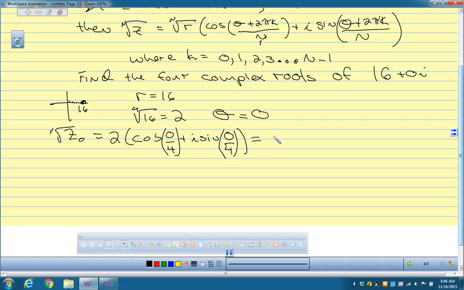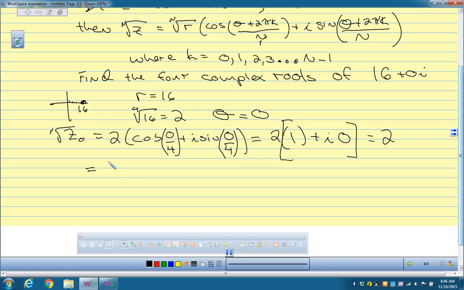What's the cosine of 0? 1 plus, what's the sine of 0? 0. So it's 1 plus I sine of 0, which is also 0, right? And you get that the answer is 2. So there's your first complex root is 2. We should do this 4 times. Yeah, but it's really easy. Okay, I'll show you the trick in a second. Once you got the first one, the next ones are easy.